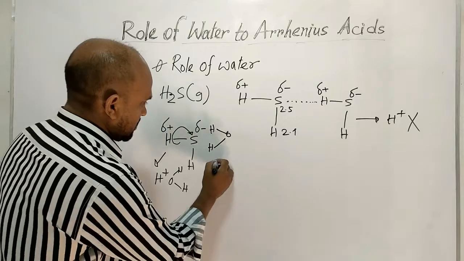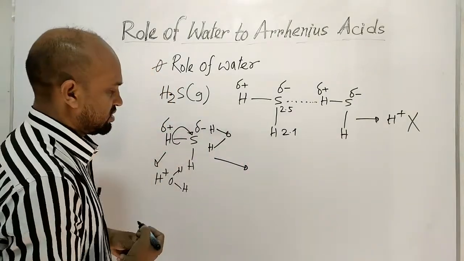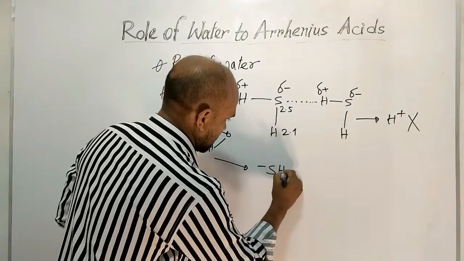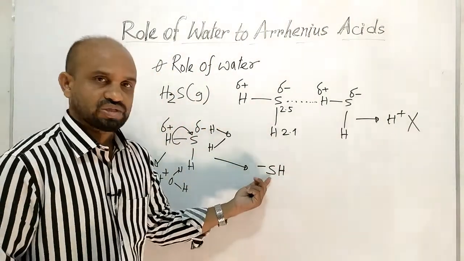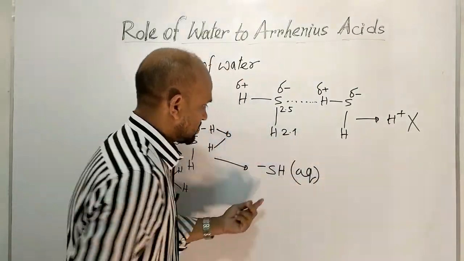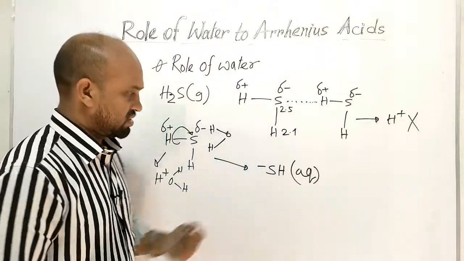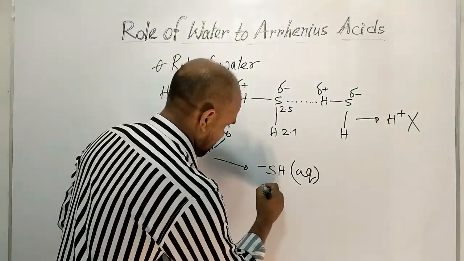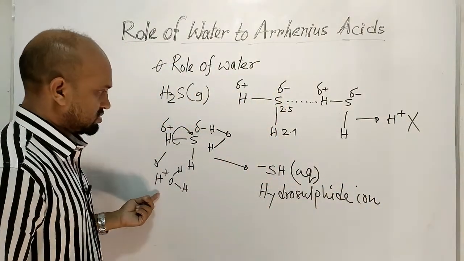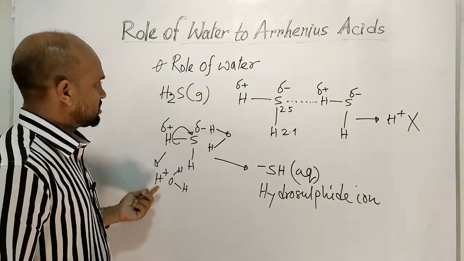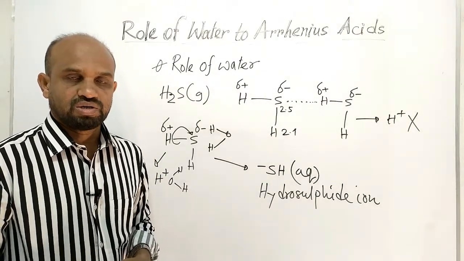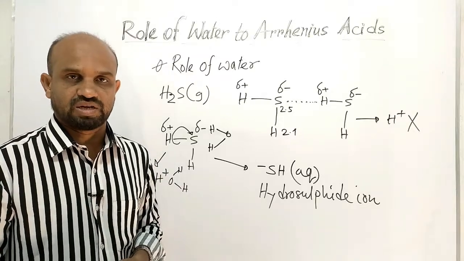At the same time, from this hydrogen sulfide another ion is formed. This is the hydrosulfide ion, which is surrounded by water. The name of this anion is hydrosulfide ion, and this is the way by which hydrogen sulfide produces protons in water. So hydrogen sulfide is a kind of Arrhenius acid.